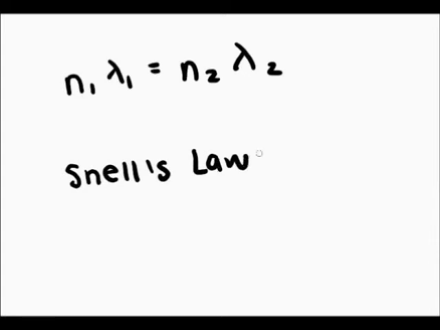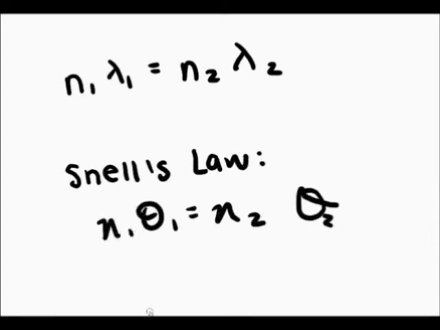So how much does the light bend? This can be found by using Snell's law, which states that index of refraction 1 times sine theta 1 equals index of refraction 2 times sine theta 2. Waves of smaller wavelengths are bent more than waves of longer wavelengths.